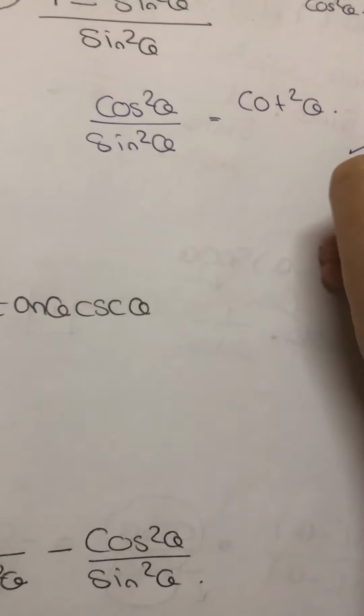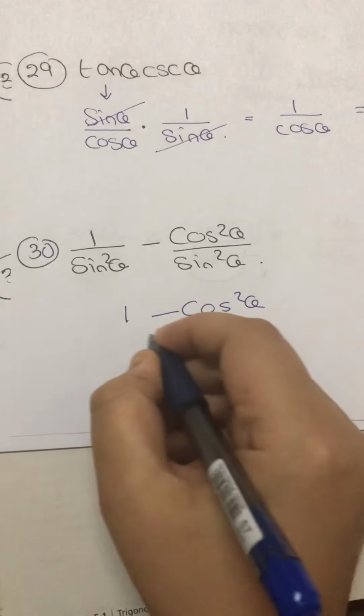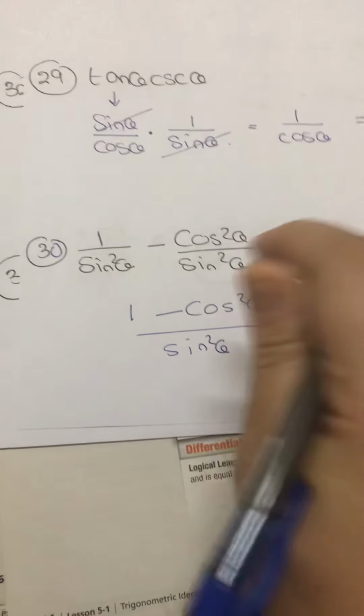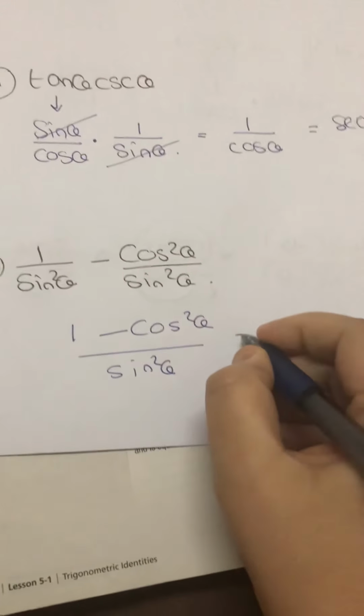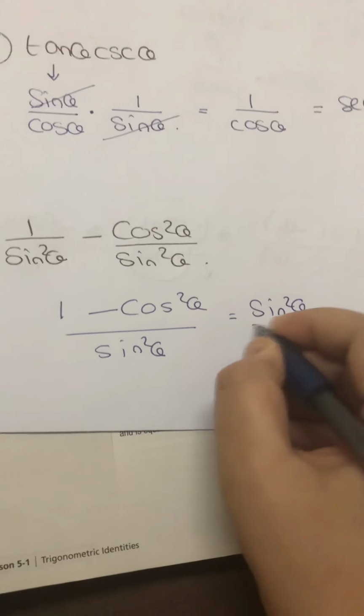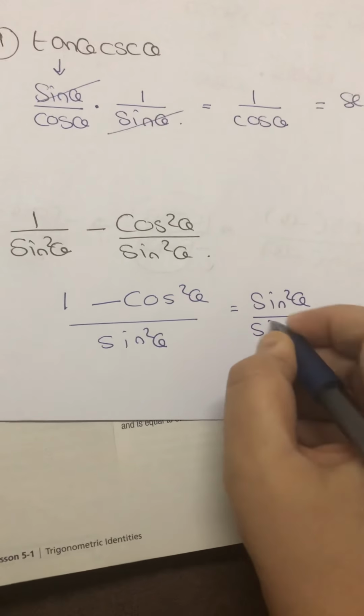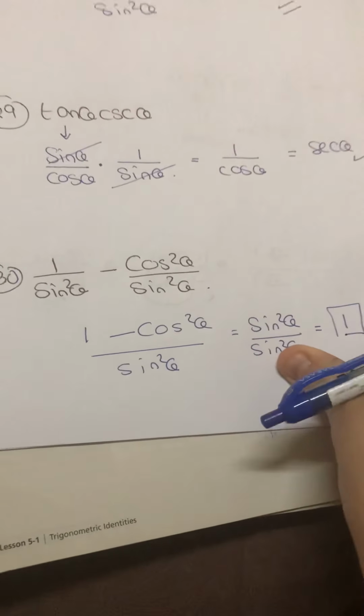1 over sine squared. Okay, I have the same denominator, right? So I can directly subtract: 1 minus cosine squared theta over sine squared theta. 1 minus cosine squared theta again reminds me of the Pythagorean identity. 1 minus cosine squared theta is equal to sine squared theta. So sine squared theta over sine squared theta is, of course, an orange over an orange, and the answer is 1. I can see this is going very nicely. I hope you're understanding.